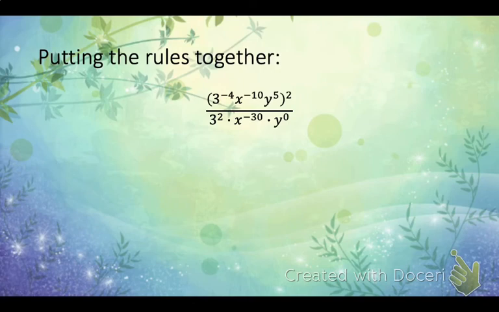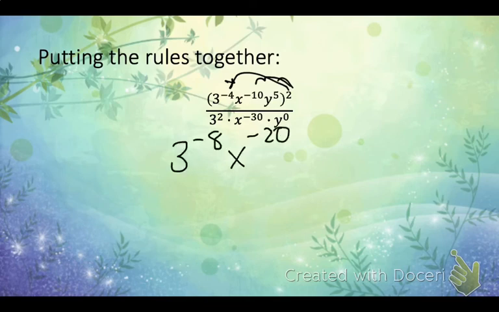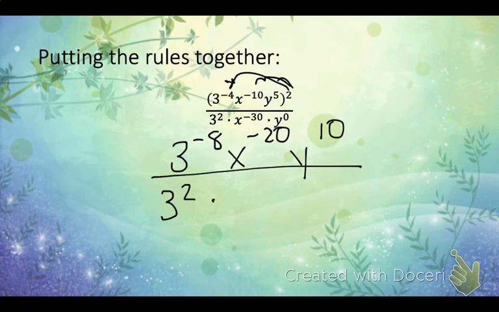I apologize. Alright, so this one is similar to the last one, except this one has variables and not just numbers. So I'm going to distribute the 2 to everything inside the parentheses and get 3 to the negative 8, x to the negative 20, and y to the 10th, over 3 squared times x to the negative 30 times y to the 0 power.